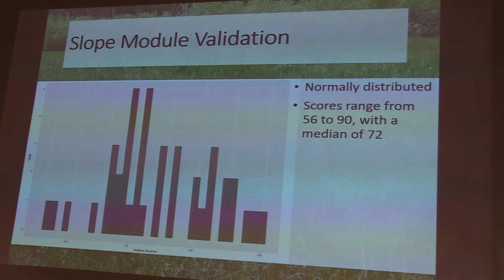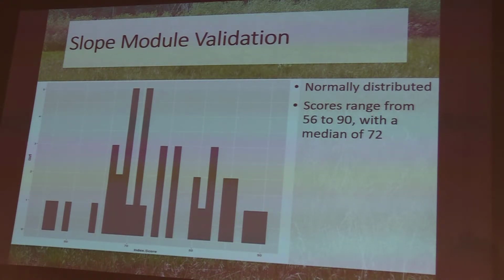So what do we find? This is showing the range of CRAM scores for the slope wetlands that we assessed. They were pretty normally distributed, so that was good for the statistical analyses. The scores ranged from 56 to 90 and a median of 72. So they were on the higher end of things.